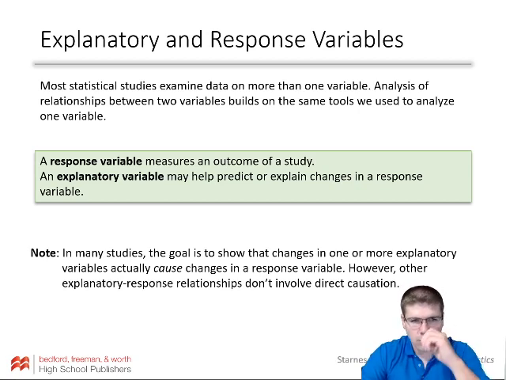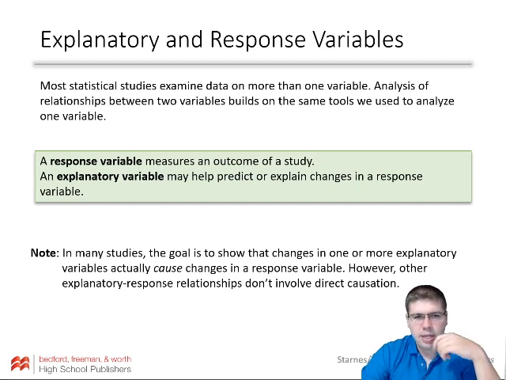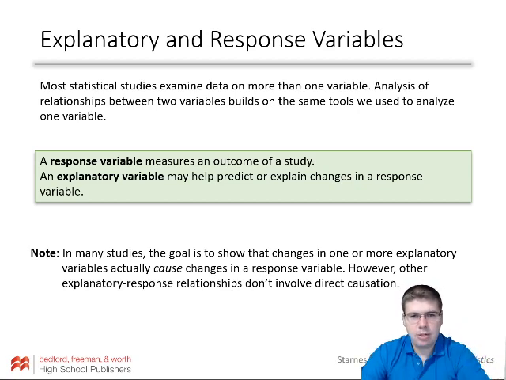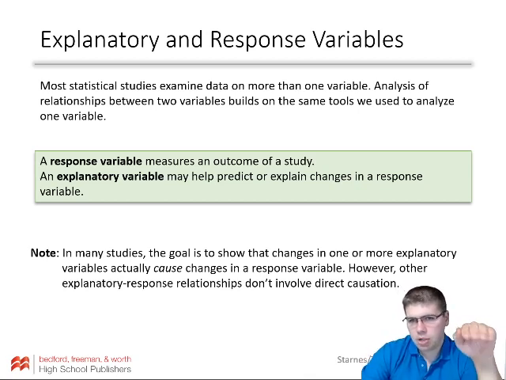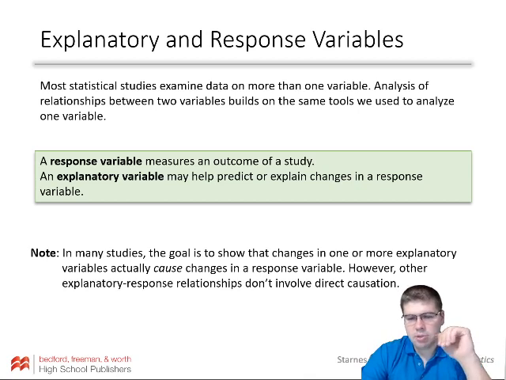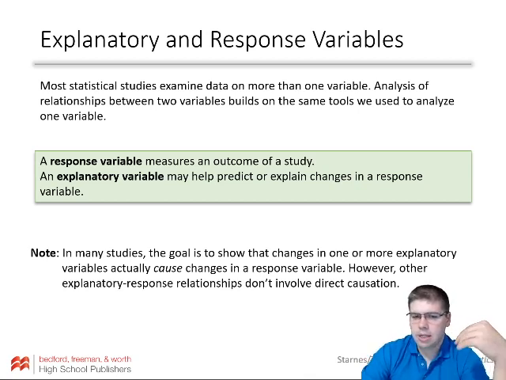In many studies, the goal is to show that changes in one or more explanatory variables can cause changes in a response variable. However, the explanatory-response relationship doesn't necessarily involve direct causation. We'll get into the next chapter how we can actually use experimental design to establish cause and effect. A lot of times we just observe the relationship. In this chapter, we're just looking at the relationship, not necessarily able to establish cause and effect unless we've done good experimental design.